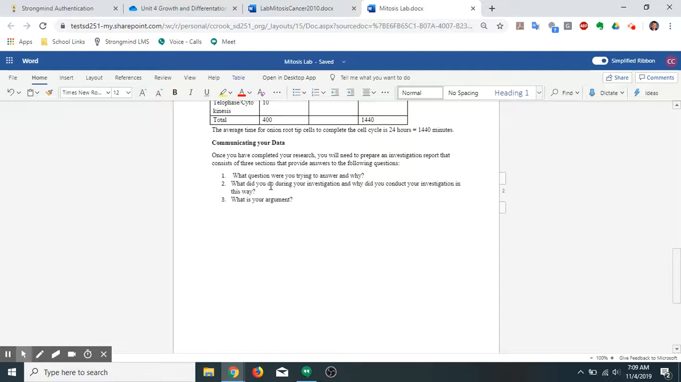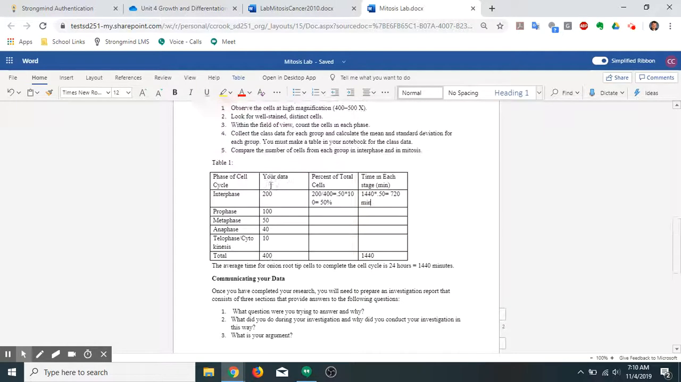So procedure, step by step. How did you use the microscope? What did you look for to determine whether it's in interphase, prophase, metaphase, etc.? Okay, so be specific there of how you did this. The next thing I want you to include in this paragraph is how you are going to analyze this data.